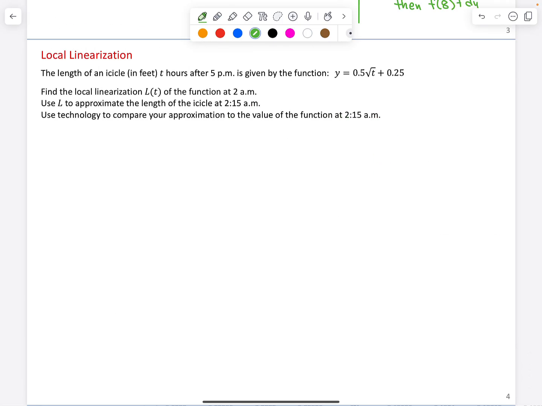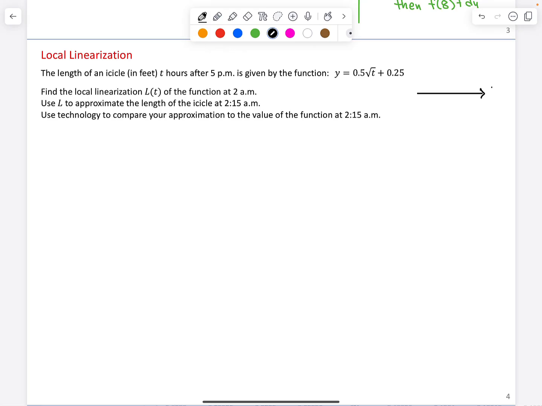The length of an icicle in feet t hours after 5 p.m. is given by the function y equals 0.5 square root of t plus 0.25. Find the local linearization L of t of this function at 2 a.m. Well, t measures the number of hours after 5 p.m. So when t is 0, that means we're at 5 p.m. A negative t value would be before 5 p.m. and a positive t value would be after 5 p.m.